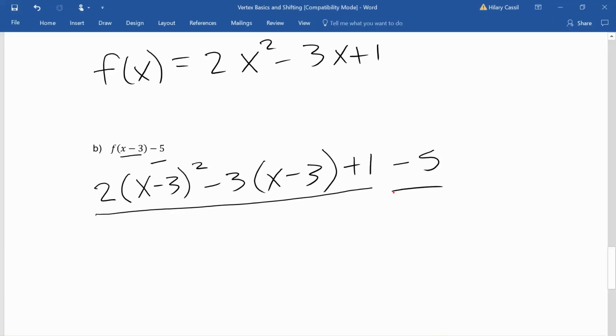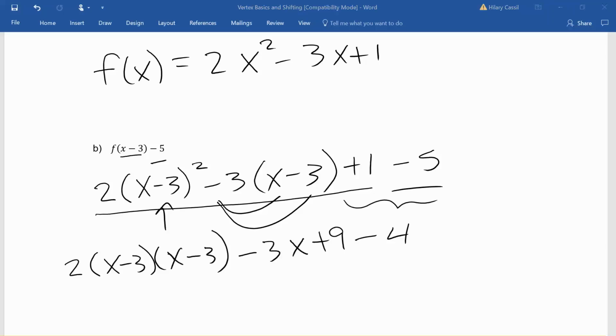In order to simplify, we are going to have to FOIL this first parentheses here, and we will have to distribute for that second parentheses. So remember that x minus 3 quantity squared really means that we're going to take x minus 3 twice. Distributing is going to give us a negative 3x plus 9, and combining our last two terms would be minus 4.